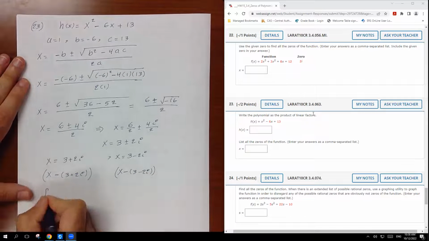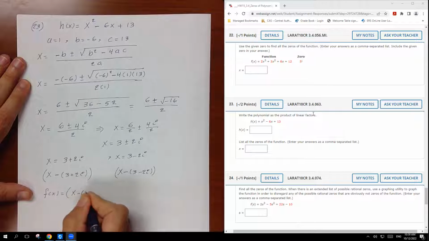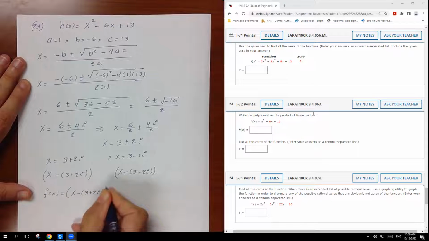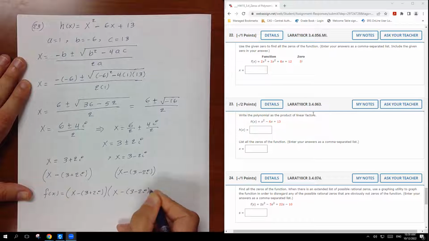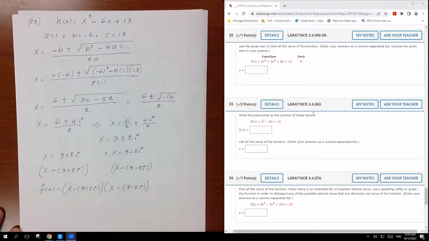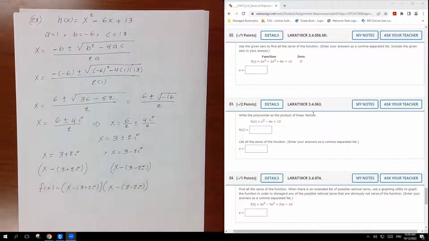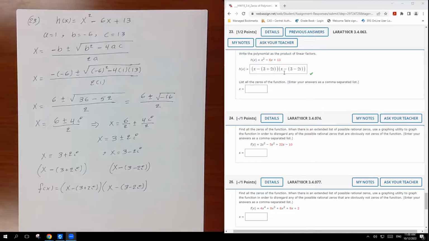That means we can write down f of x equal x minus (3 plus 2i) times x minus (3 minus 2i). So here are the two factors for this polynomial. We're just going to type these here. So 2 parentheses, we're going to say x. So here we go. We got it right.